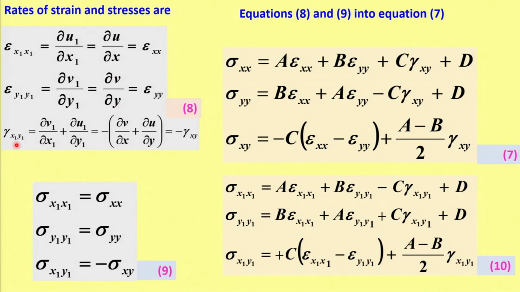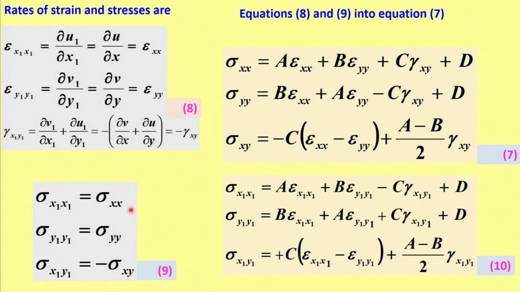So gamma x1 y1 equal to del v1 by del x1 plus del u1 by del y1. Here you have x1 as minus and u1 as minus. So you get minus del v by del x plus del u by del y, that is minus gamma xy. So epsilon x1 equal to epsilon xx, epsilon y1 equal to epsilon yy, sigma x1 equal to sigma xx, sigma y1 equal to sigma yy, sigma x1 y1 equal to minus sigma xy.